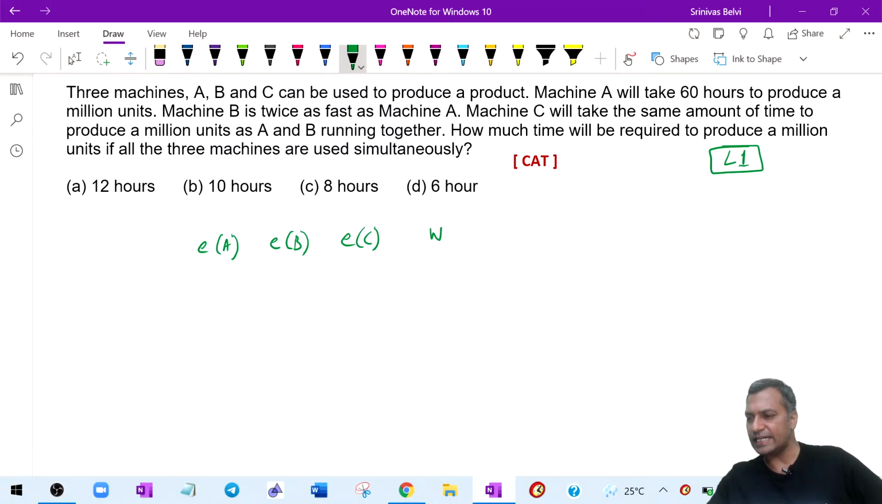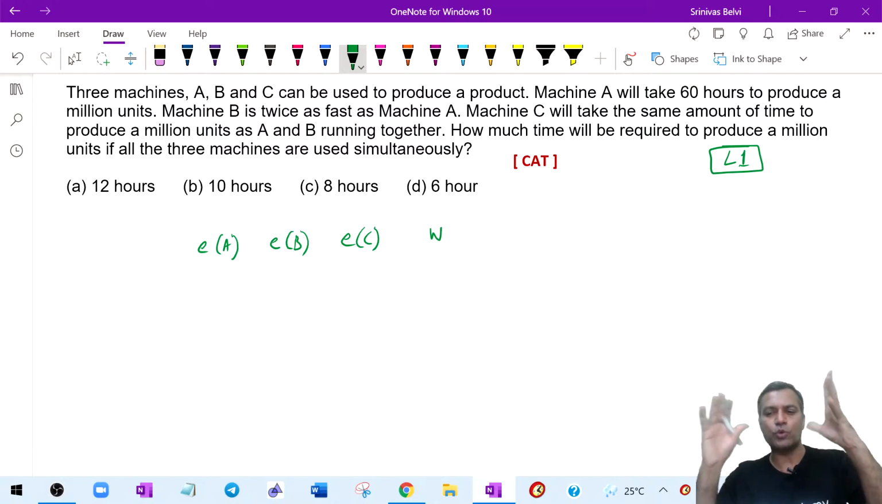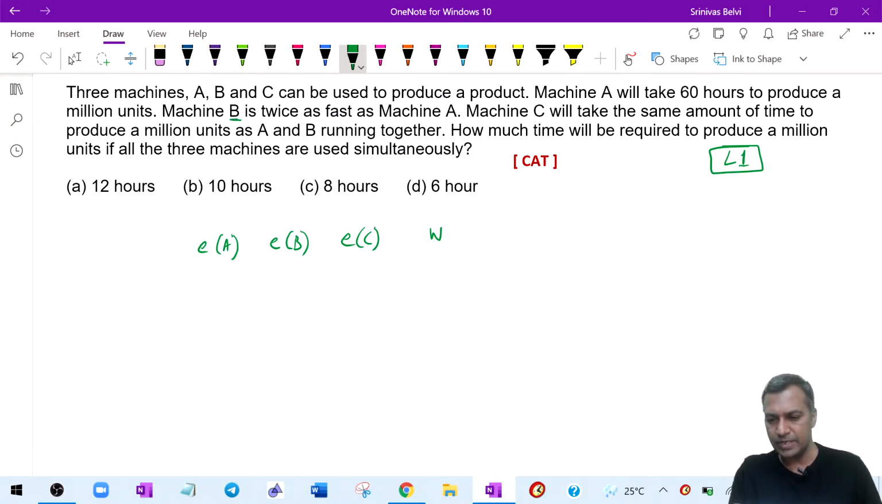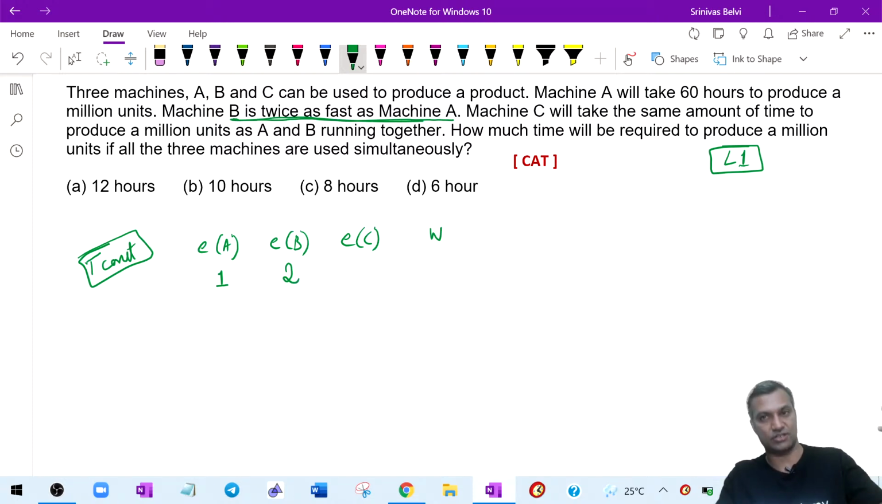Okay, the story: A takes 60 hours. Once you understand this, now see here, machine B is twice as fast as machine A. Fair enough. If machine B is twice as fast, in a fixed time, if time is constant, in that constant time, if machine A produces 1 unit, the efficiency of machine B will be 2. Why? B is twice as fast, twice as efficient. The author is directly telling the efficiency.